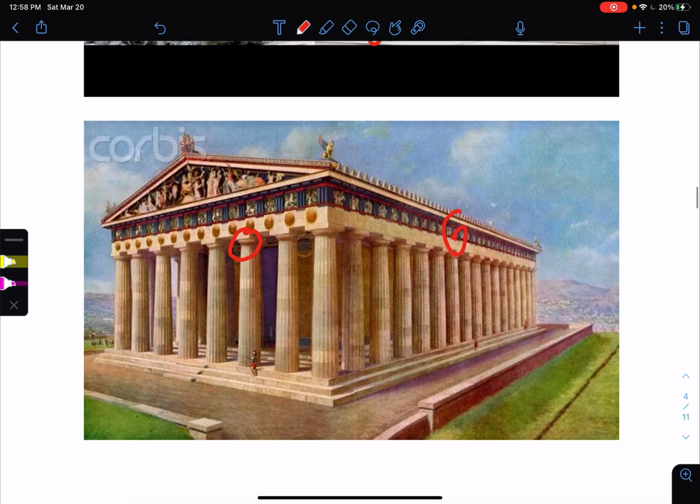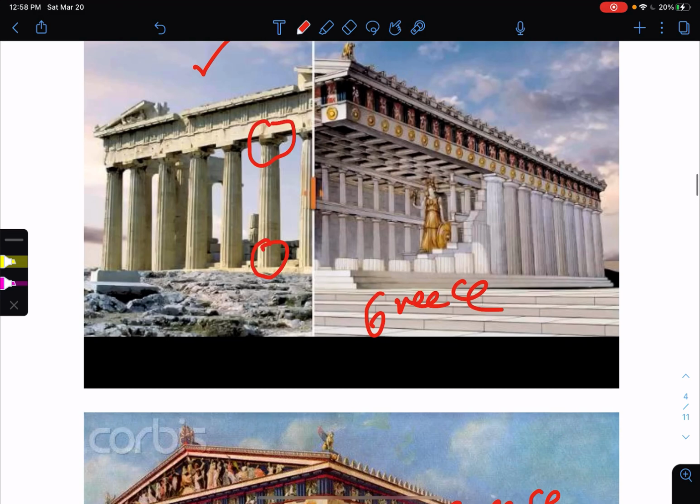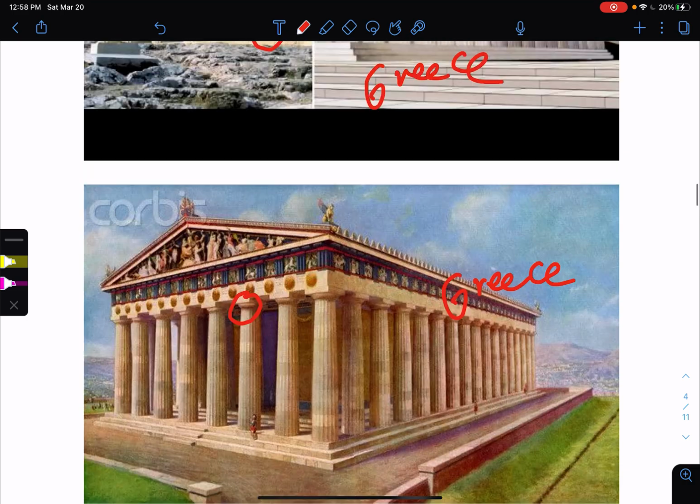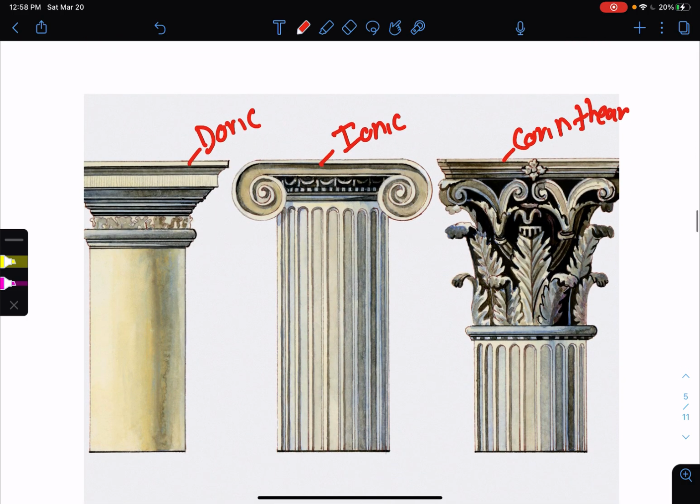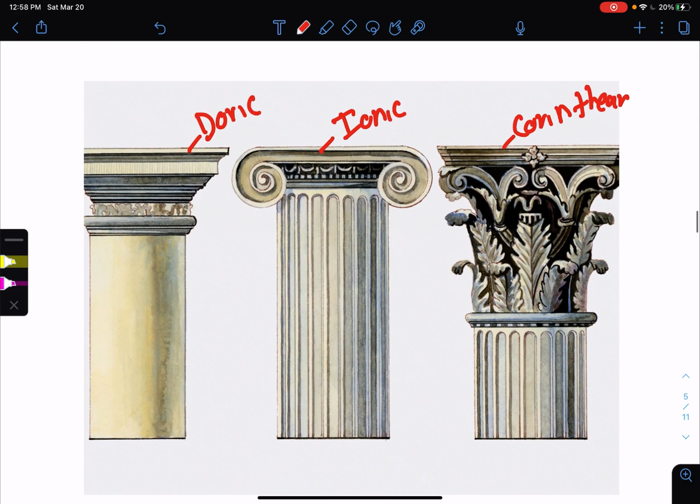This is the same building, Greece. The Parthenon. It's in, I think it's in Quizlet. And these are the columns that they use. Again, columns are like pillars.